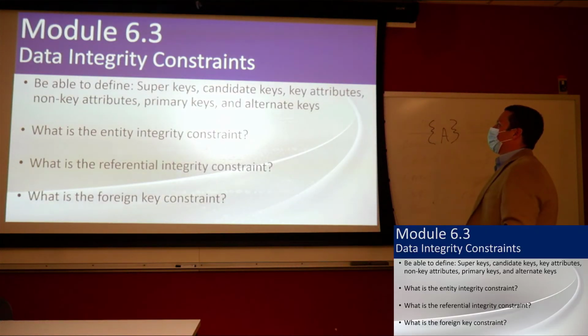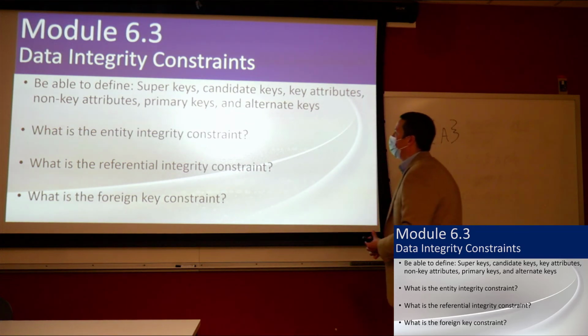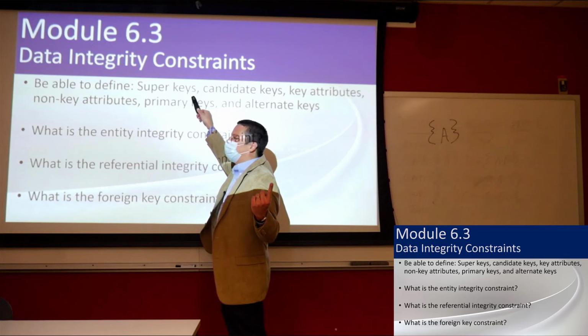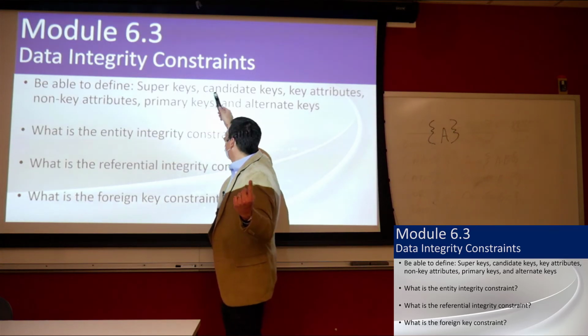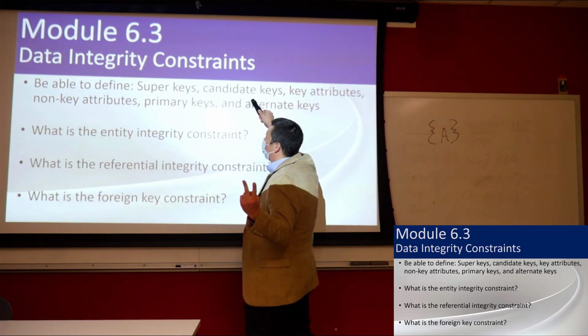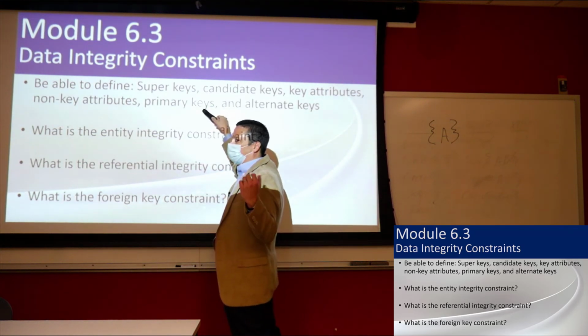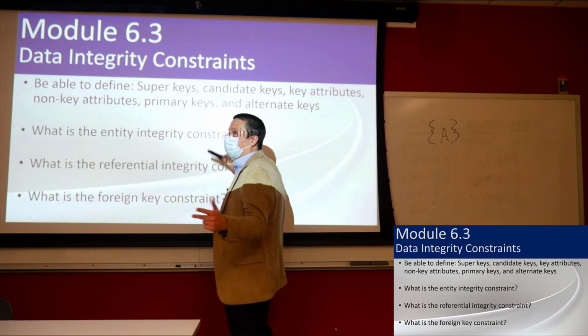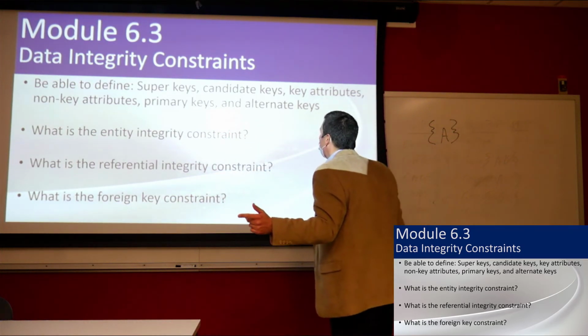All right, so superkeys, candidate keys, key attributes, non-key attributes, primary keys, and alternate keys. Superkeys are one thing, which is unique. Candidate keys are unique and irreducible. Primary keys are unique, irreducible, and cannot be null, or the entity integrity constraint.